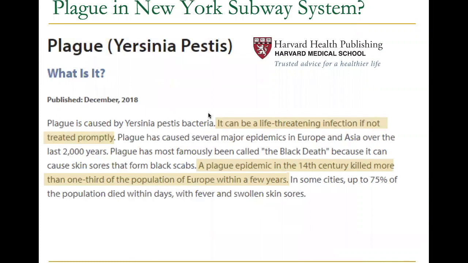The most important thing with this study is that they found traces of plague, and this plague is very life-threatening. Actually, it can kill people. So if they find it in a crowded place such as a New York subway station, then this is very dangerous.